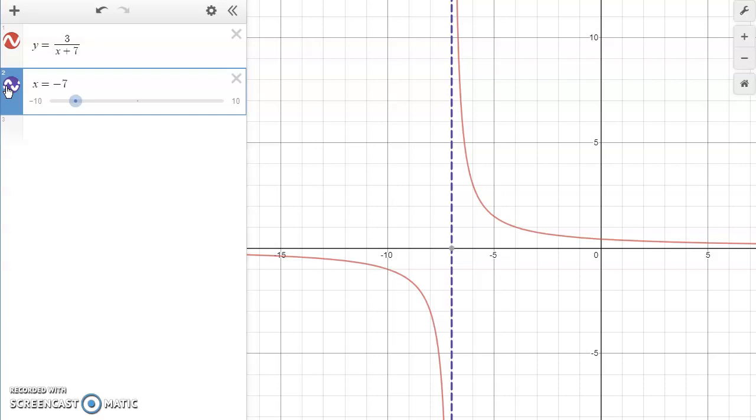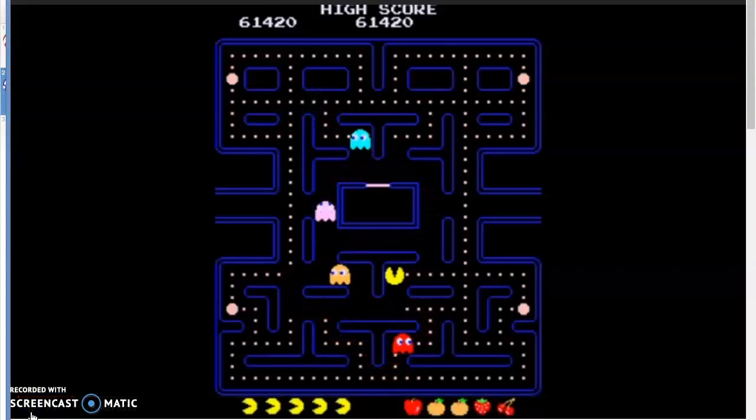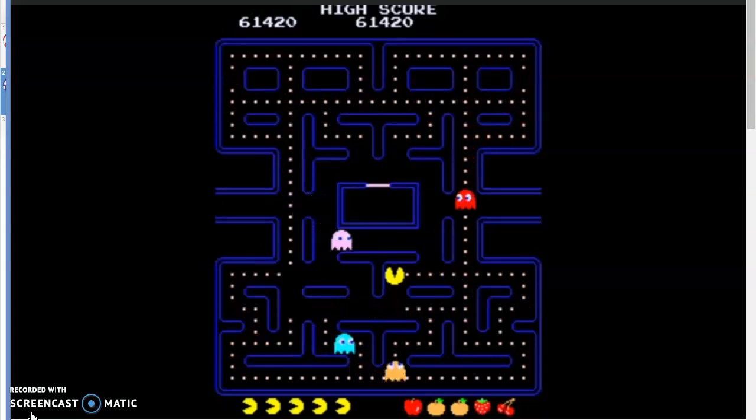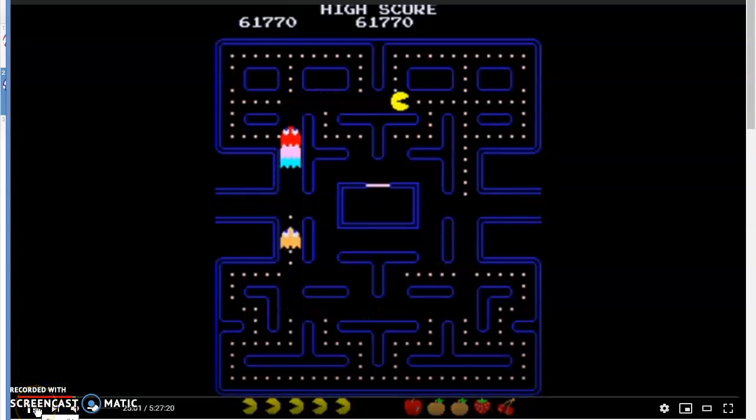So far I think I got your attention with the Pac-Man, with the noise and everything. I don't know, maybe the creators of Pac-Man got the idea of going off the edge of the screen and continuing back from the other side from graphing rational functions. I don't know. There he goes, back on the other side. All of that just to prove my point.